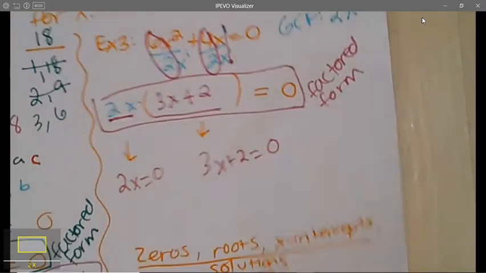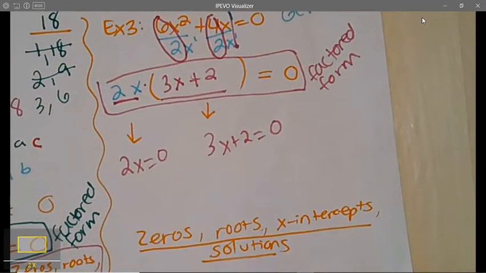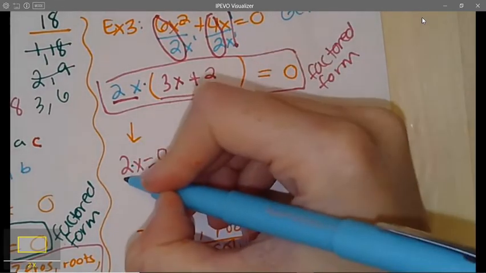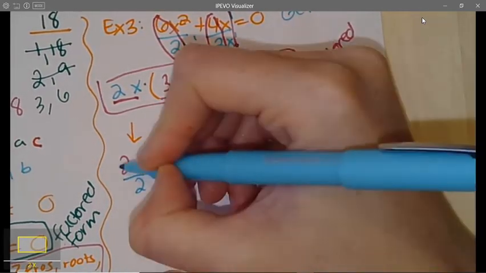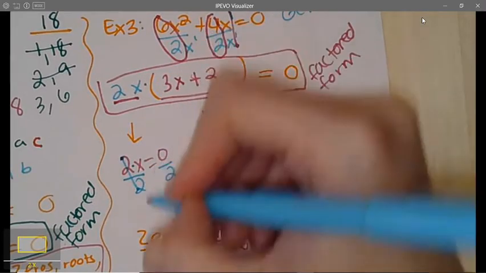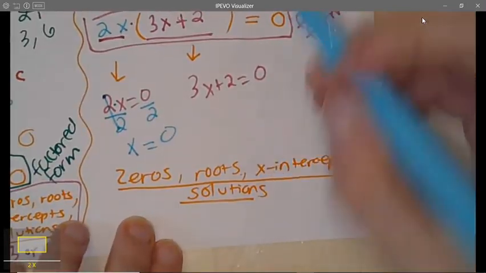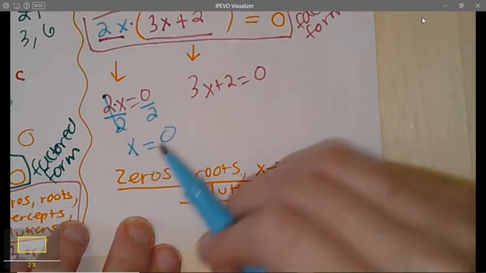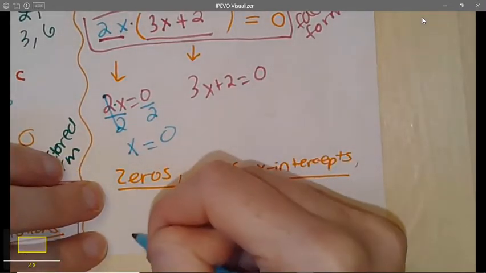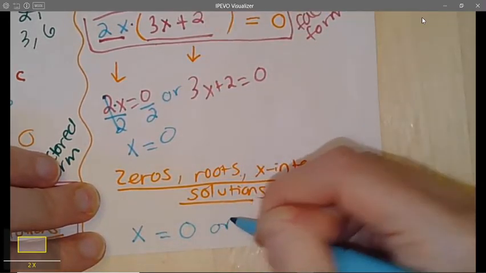So let's get started. Okay, so I need to solve for this x, which secretly they're multiplying. So the way I bring 2 over is by dividing 2 on both sides. So 2 divided by 2 will cancel and turn to 1. 0 divided by 2 is 0. So one of my answers is x is 0. So remember, our answers when we're solving for x in a polynomial are called zeros, roots, x-intercepts, or solutions. So one of them is x equals 0. Or we have another possibility that could work.